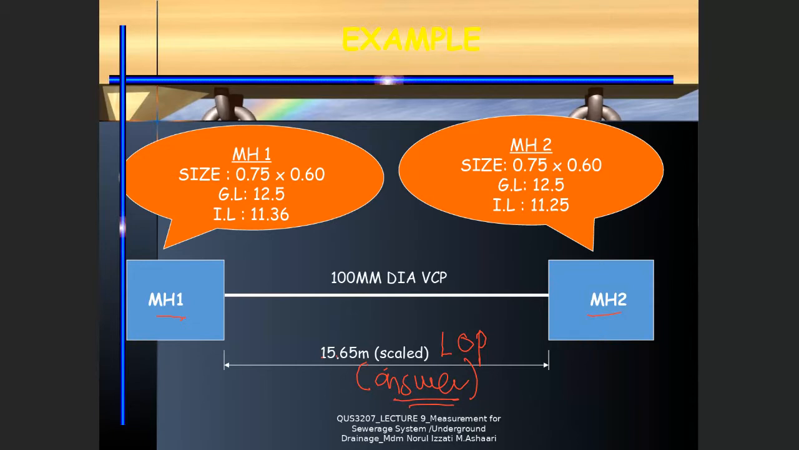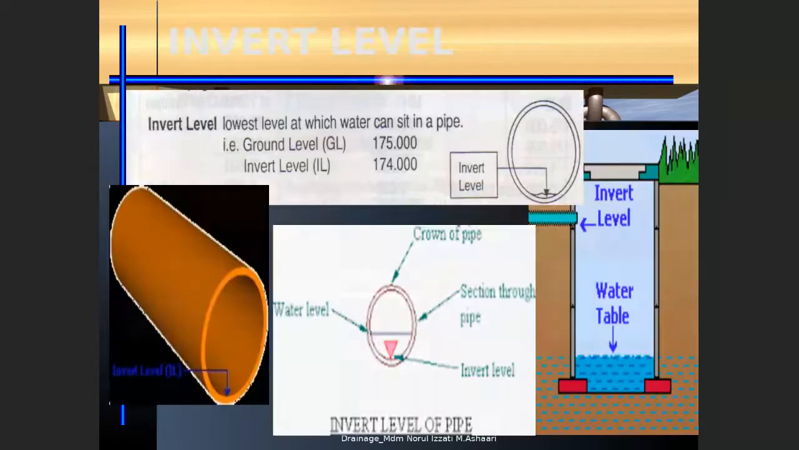Why? Because in the measurement for the drainage, normally the engineer will give you the information of GL and IL. GL stands for ground level, IL stands for invert level. Okay, so the invert level means the lowest point where the water can sit. Look at this definition. Invert level is the lowest level at which the water can sit inside the pipe.